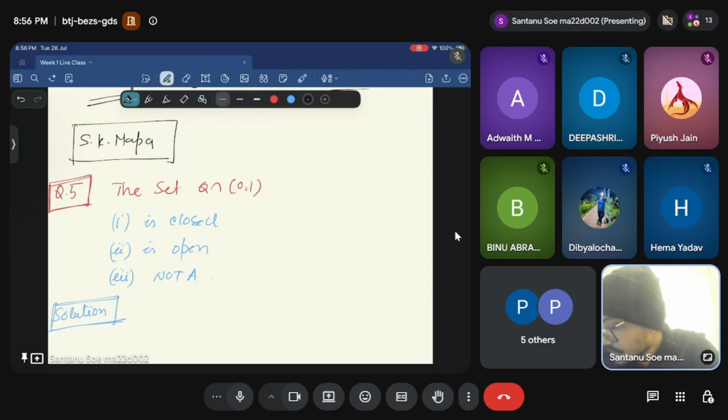So try to take some standard books. Maybe you can take Schaum's book, or the first course in real analysis by those two authors. Then try to do the proof by yourself: why Q is dense, why Q complement is dense, and what is the definition of a dense set. Can you guys tell me what is the definition of a dense set?